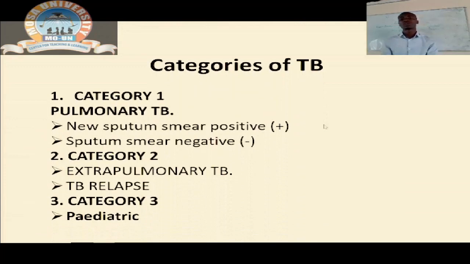We are going to look at the categories of TB. Category one is pulmonary tuberculosis. When you test the client as sputum smear positive and also sputum smear negative, they are under pulmonary tuberculosis. They are under category one. These categories are going to help us in the giving of medication. Category two are those with extrapulmonary tuberculosis, which is tuberculosis that has spread to other organs of the body.